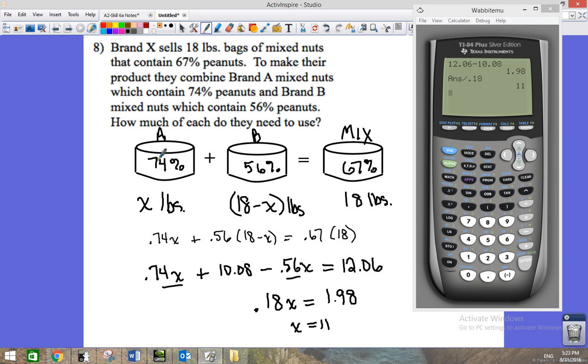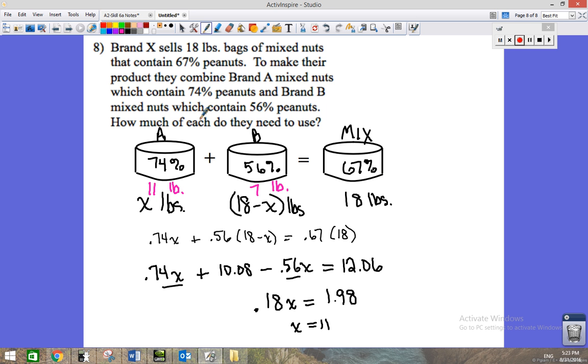Let's see if that's reasonable. If this x is 11, then what we're saying, this 18-pound mixture bag is made up of 11 pounds of brand A, and 18 minus 11 is 7. So we've got 11 pounds of brand A nuts and 7 pounds of brand B. And if we add them together, we come up with this new mixture that is 18 pounds, and we'll have a percentage of peanuts of 67%.